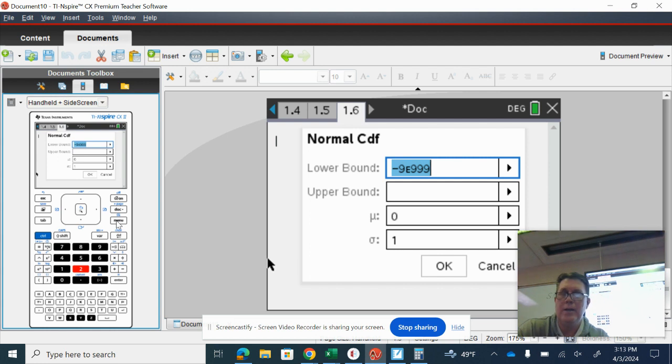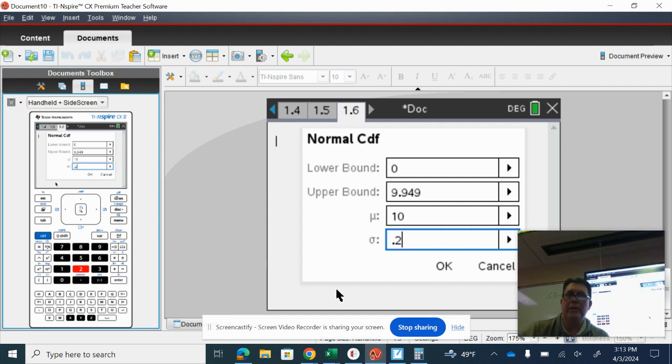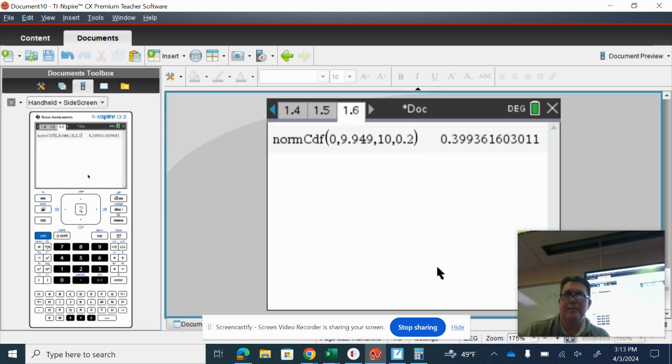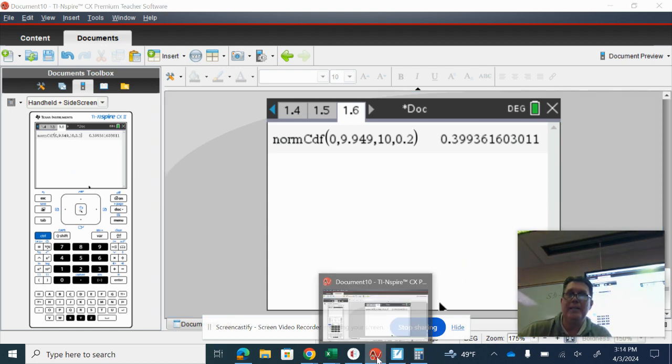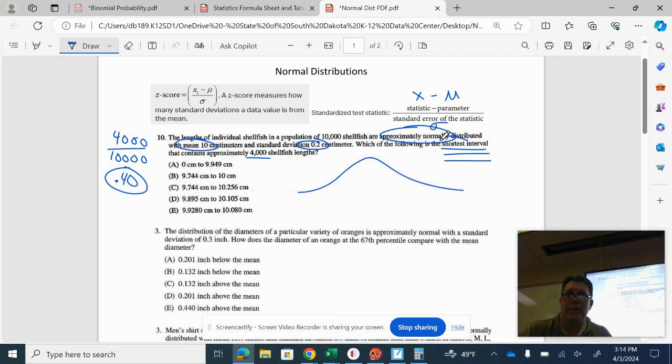Number 2, but on that one, you should have a lower boundary and an upper boundary. We've got 0 as our lower. Our upper is 9.949. It's a CDF, cumulative density function, cumulative area. And then the mean is 10, the standard deviation is 0.2, and we're looking for that area. And that area says it's about 40%. It's 39.93.